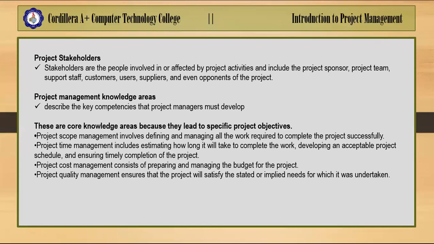Next is time management. This includes estimating how long the process will take, or how long it takes to complete the work or the project, right? So it means developing an acceptable project schedule and ensuring timely completion of the project. Next, we have project cost management, which consists of preparing and managing the budget for the project. As I said earlier, you should know how to manage and budget for the project.